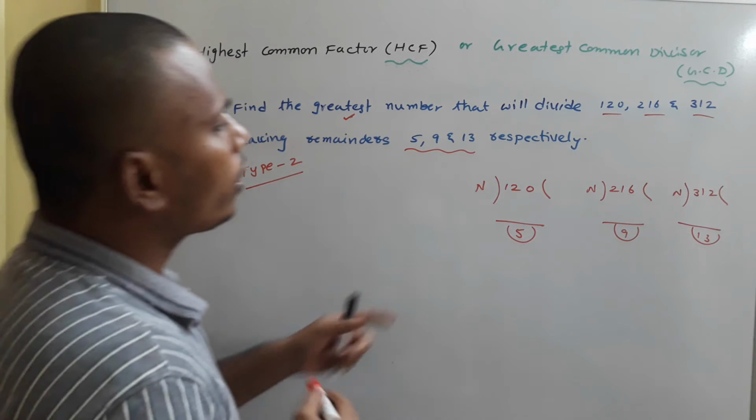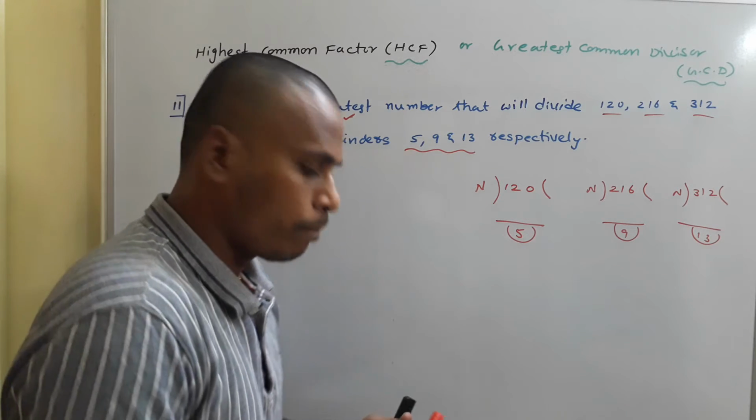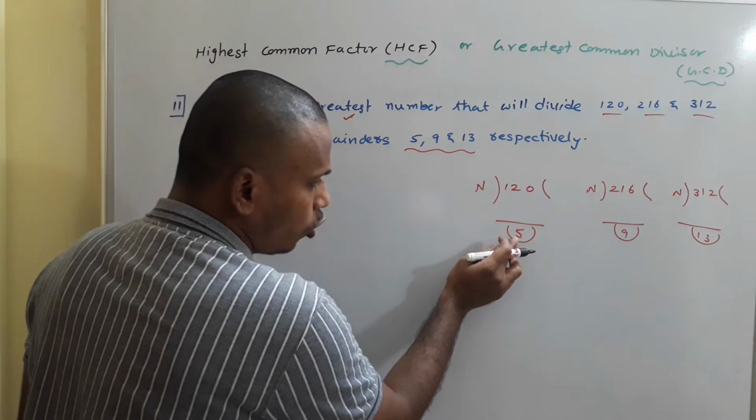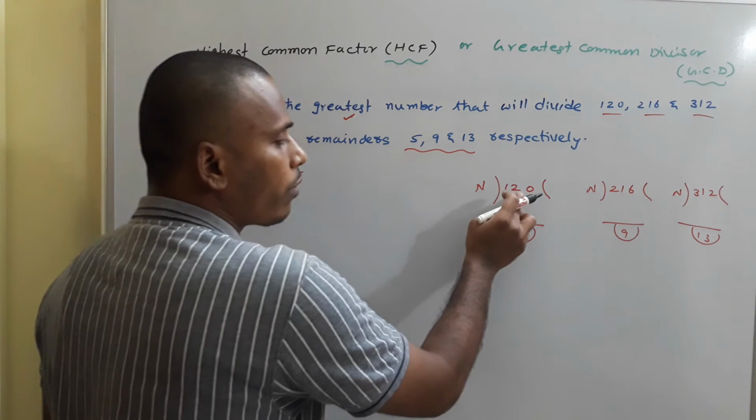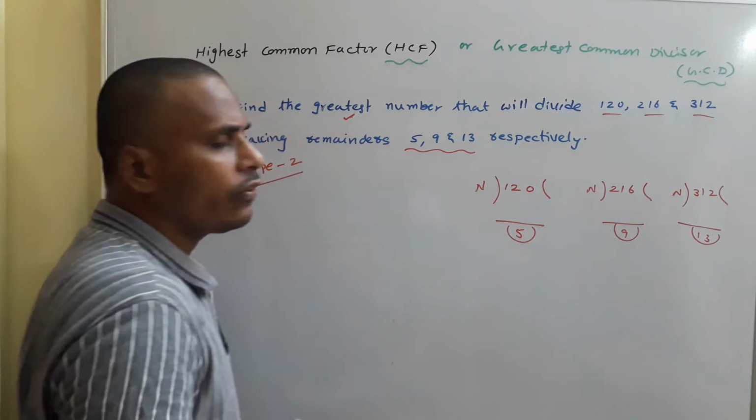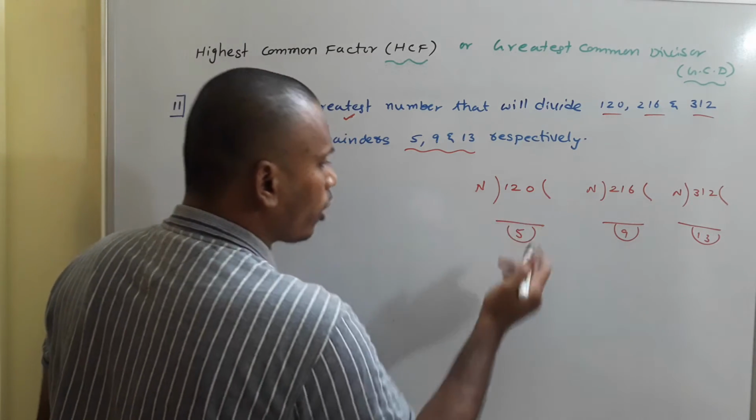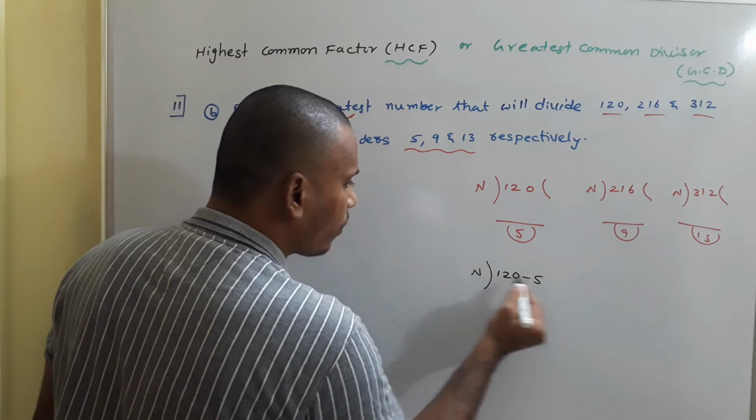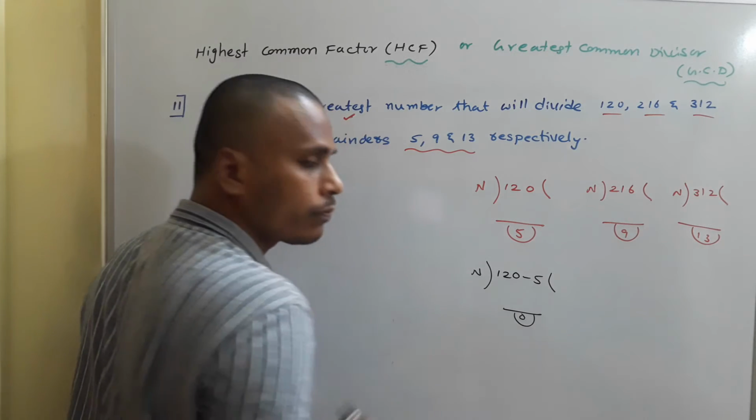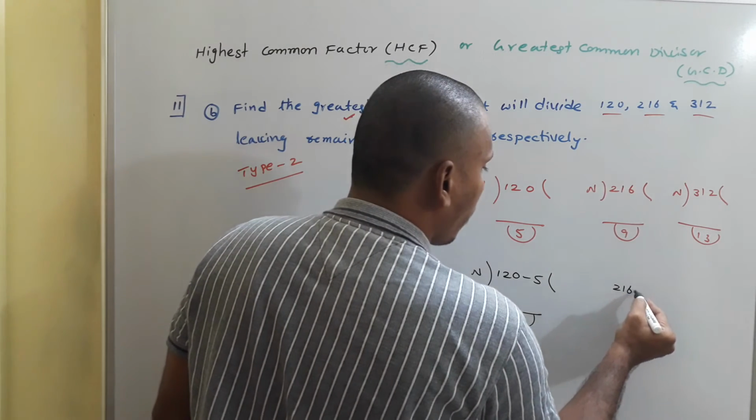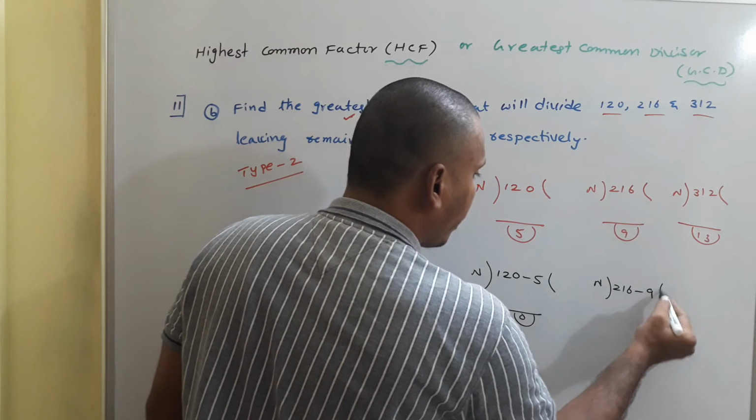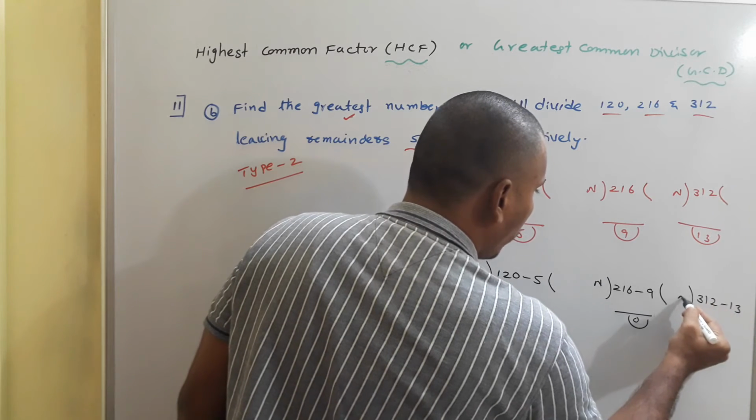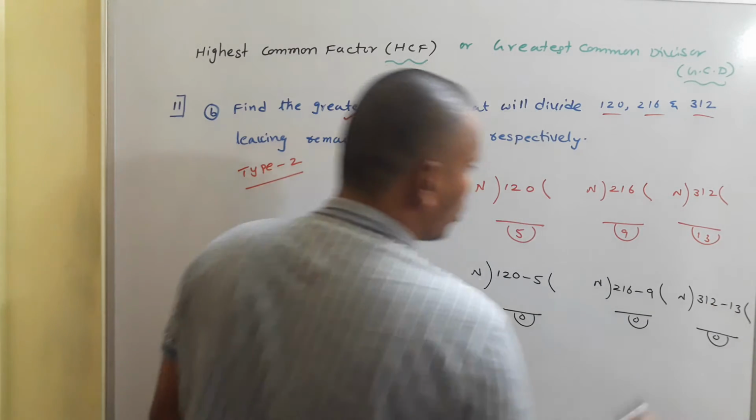Now, when 120 leaves remainder 5 divided by n, we are familiar with the remainder properties. To make this 0, we need to subtract 5. That means if you subtract 5 from the dividend, automatically we subtract it from the remainder also. So from this division, 120 minus 5, when you divide with n, leaves remainder 0. In the same way, 216 minus 9, when you divide with n, leaves remainder 0. And here again, 312 minus 13, when you divide with n, leaves remainder 0.